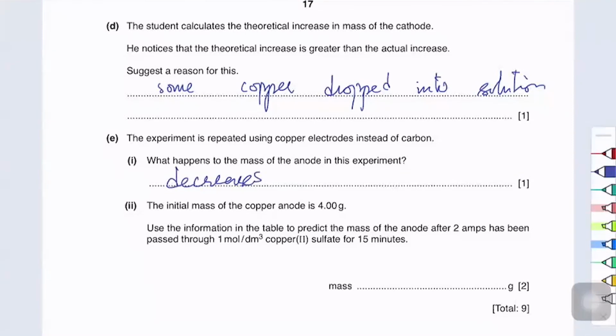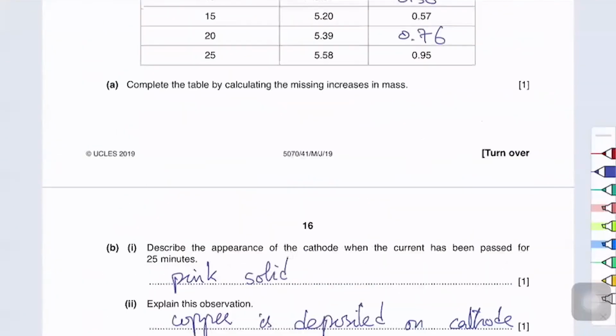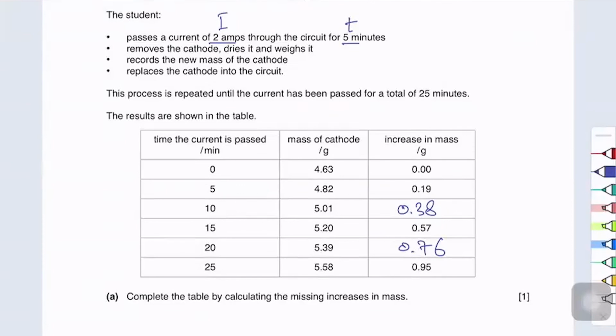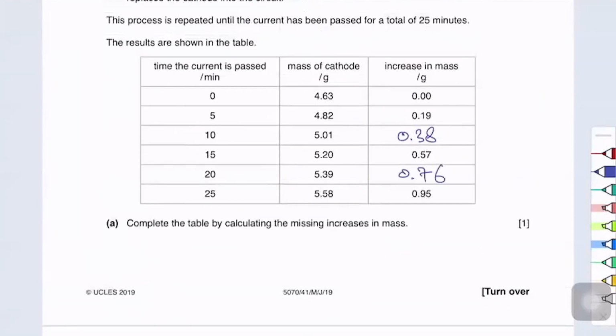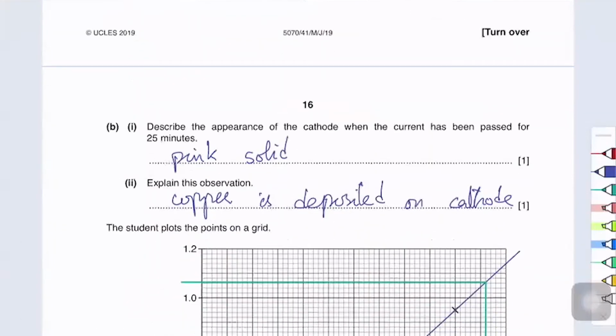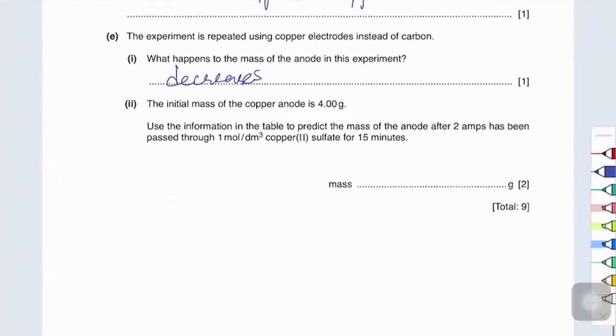The initial mass of the copper anode is 4. Use the information to predict the mass of the anode after 2 amperes has been passed through for 15 minutes. So, okay. For 15 minutes, how much mass has he gotten? So for 15 minutes, the change in mass is 0.57. So 0.57, right? So this one, the initial mass is 4. So he has lost 0.57. Again, 2 marks, so show your steps. So this is going to be 3.43. So that's the mass that he has. You have to subtract it because the anode is losing mass.